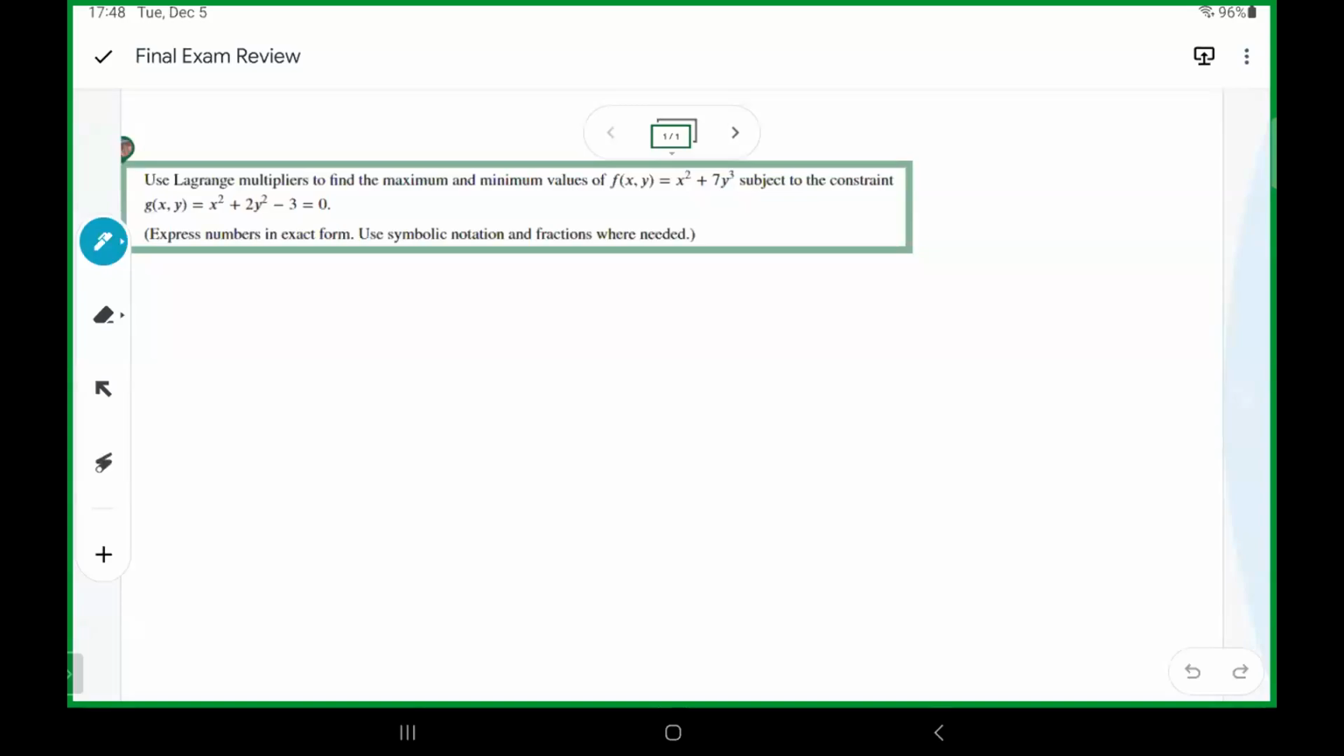All right. So we want to use the Lagrange multipliers to find the maximum and minimum values of the following function subject to the constraint. Okay. So let's look at our test points.